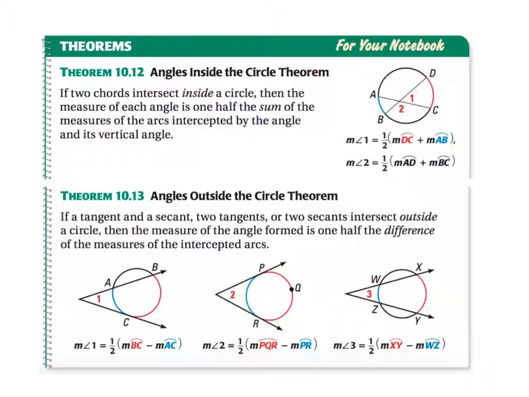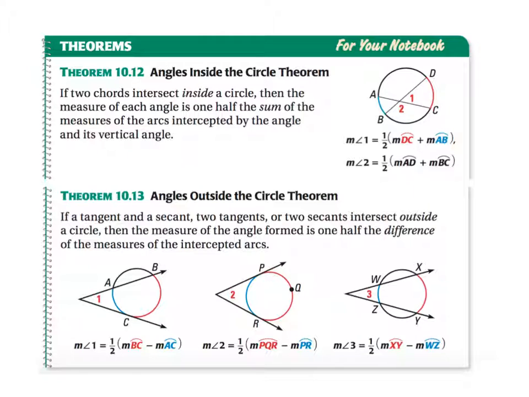Let's look at the inside theorem first. So here's theorem 10.12, angles inside the circle theorem. If 2 chords intersect inside a circle, so like in this diagram, the 2 chords are intersecting inside the circle, then the measure of each angle is 1/2 the sum of the measures of the arcs intercepted by the angle and its vertical angle. So this is a lot of words, but let's just break it down.